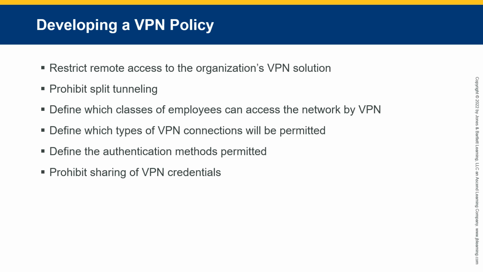So we're going to deploy a VPN policy now. What we want to do is create the restrictions on who is not allowed to access the organization's VPN. We're going to prohibit that bad old split tunneling, of course. We're going to define the classes of employees that can access VPN, like executives, sales folks. You don't want to let your janitorial staff have VPN access unless there's something particular that they would need to do. So you're going to have to do an evaluation of everybody's functions to do these kind of things.